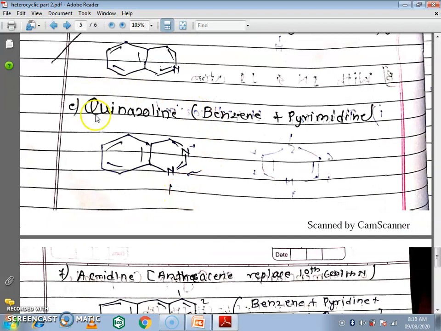Next we will see quinazoline. This is benzene plus pyrimidine. This is the pyrimidine structure, the 6-membered ring containing 2 nitrogen heteroatoms at the first and third positions, that is called pyrimidine. That is combined with the carbocyclic ring, that is benzene. This is the benzene and this is the pyrimidine. The structure is called quinazoline.